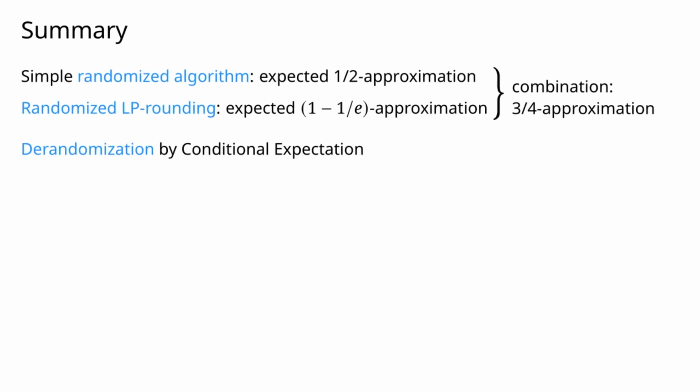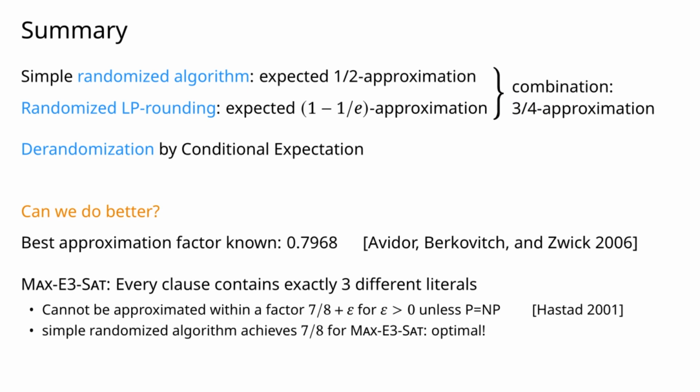To sum up, what have we seen? We've seen 2 plus 1 algorithm. The simple randomized algorithm gave us an expected 1/2 approximation. Randomized LP rounding gave us something slightly better, and the combination even gave us this 0.75. All of this can be de-randomized using conditional expectations. We should ask ourselves, can we do better? How well we can do is still an open problem, but we can indeed do better.